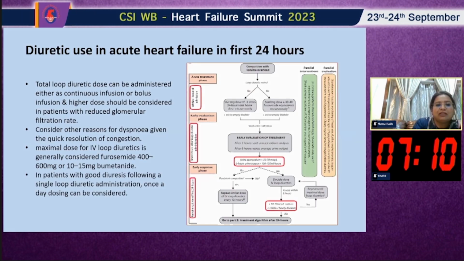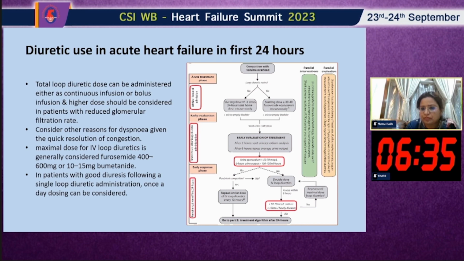So what is the algorithm or the flow chart which is given in the guidelines? Total loop diuretic can be administered either as continuous infusion or bolus infusion, and higher dose should be considered in patients with reduced GFR. So how do we start? Congestion with volume overload. Acute treatment plan is loop diuretics. Then start within 1 hour of admission. Starting dose is 1 to 2 times the dose for the previously diuretic-taking patients at home, either orally or intravenously, and then if yes, then you start the dosage.